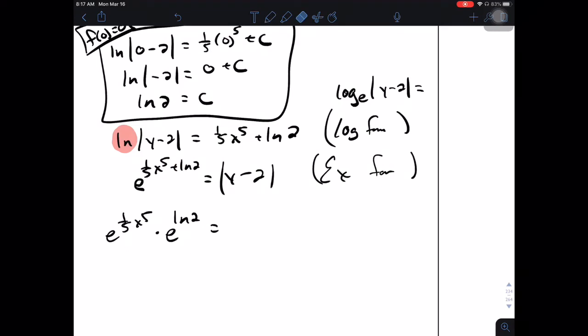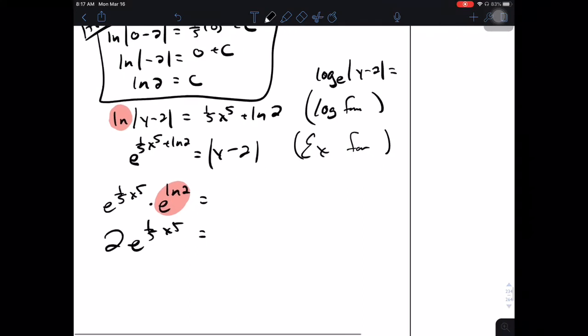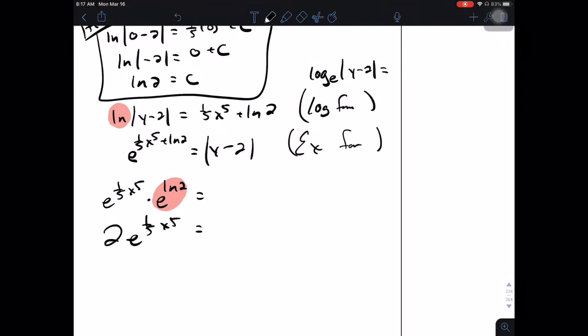So what does that do for us? Well, e to the natural log of 2 is just 2. It's one of our identities that we had in pre-calculus. If you have any number raised to a logarithm that has the same base, then this whole thing just becomes the argument. So in our specific case, we have e raised to the log base e of 2, because remember, natural log is the same as log base e. And the right side is the absolute value of the difference of y and 2.